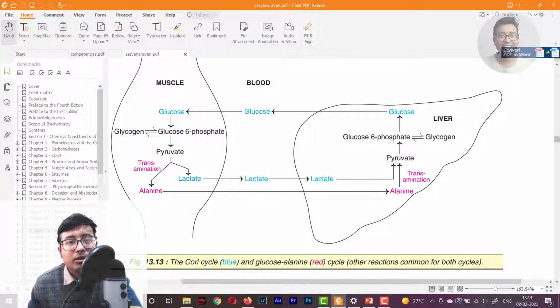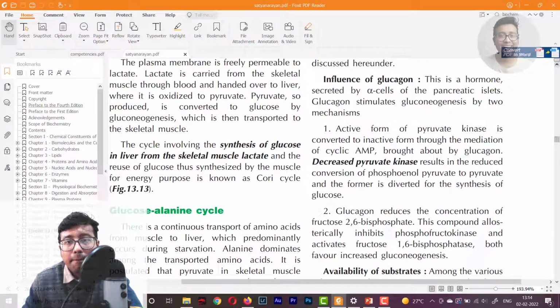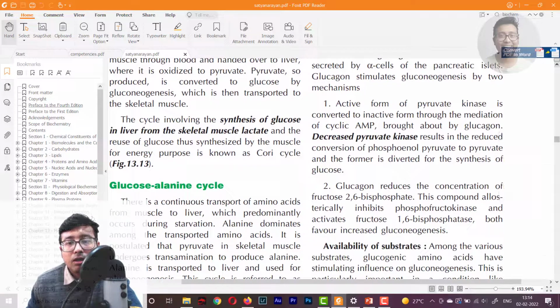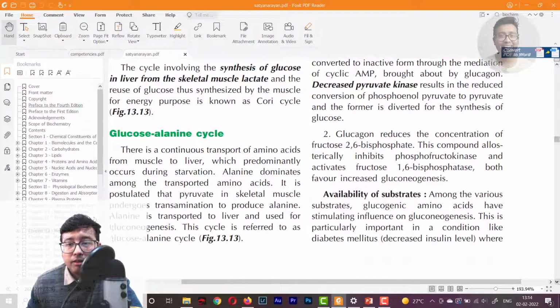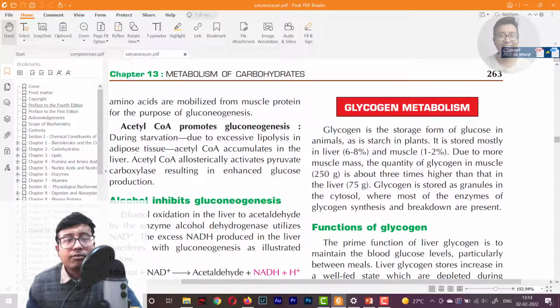It is actually very easy to understand. If you have got some time to read, just give this diagram. If you give this diagram in Cori cycle, you get 80% of the marks. You don't need to elaborate anything more. Okay, so regulation of gluconeogenesis. Again it's just hormones, influence of glucagon and availability of other substrate. You can just give it a read. Okay, I think from here I already covered in my part 2 video, but okay, I'll cover it in brief.